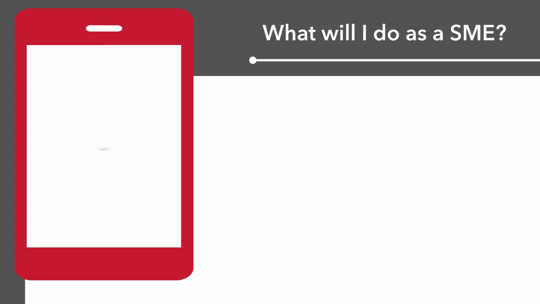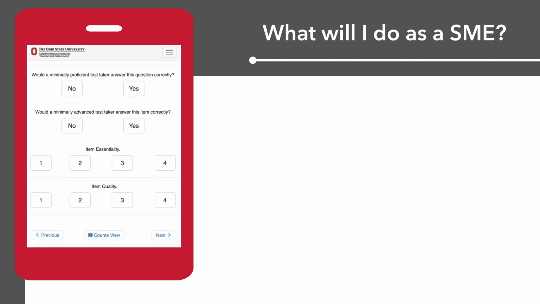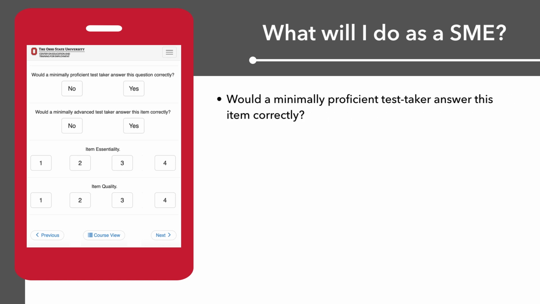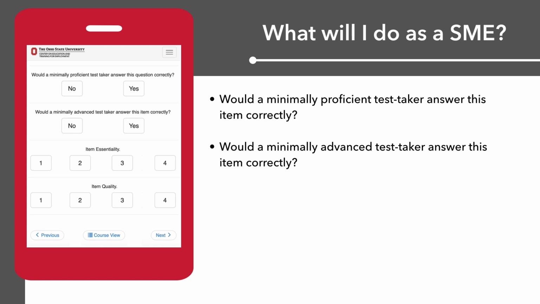This is a screenshot of the 4 individual judgments you will make about each test item. You will first be asked whether or not you think a minimally proficient test taker would answer the item correctly. You will then need to consider another type of student, the minimally advanced test taker. This would be the student who falls at or near the bottom of the high-performing group of students. You can think of the minimally advanced student as your A- student. You will need to decide if a minimally advanced test taker would answer this item correctly. We will talk about these 2 concepts in greater detail at the orientation on the day of the workshop.